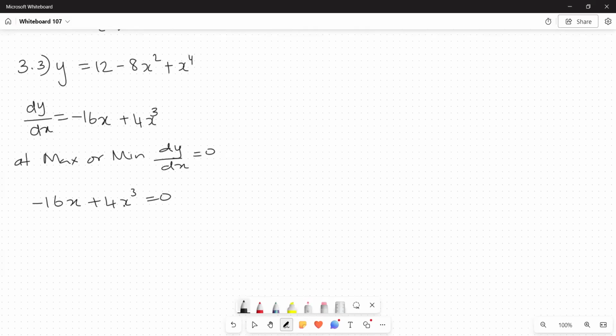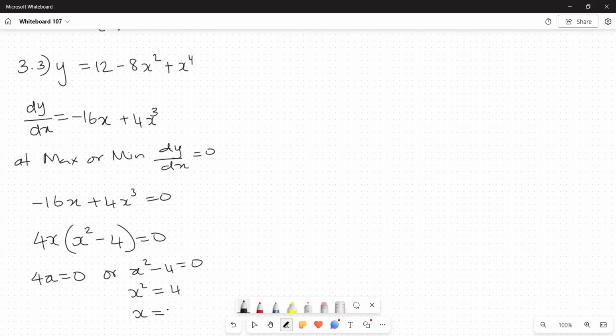Okay, so we can see that x is a common factor, 4x actually. So 4x is a common factor. So if I write this one first, I will have x squared, and then I have minus 4. This is 0. So we have 4x is equal to 0, or x squared minus 4 is 0. This means x squared is equal to 4. X is equal to plus or minus 2.